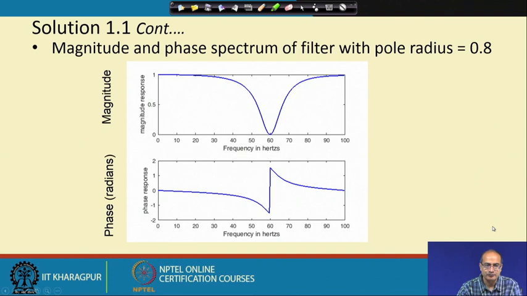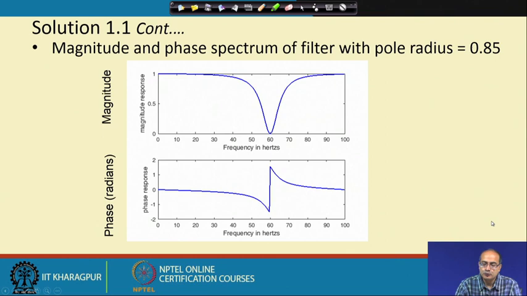At the same time, we see there is some effect in the phase. At frequencies far from the notch, the phase has become more constant, there is no change, but the discontinuity remains at the location of the notch filter, the location of the zero and the pole, and there is some nonlinear behavior near that. Now, let us proceed and see what happens if we push the pole near the zero.